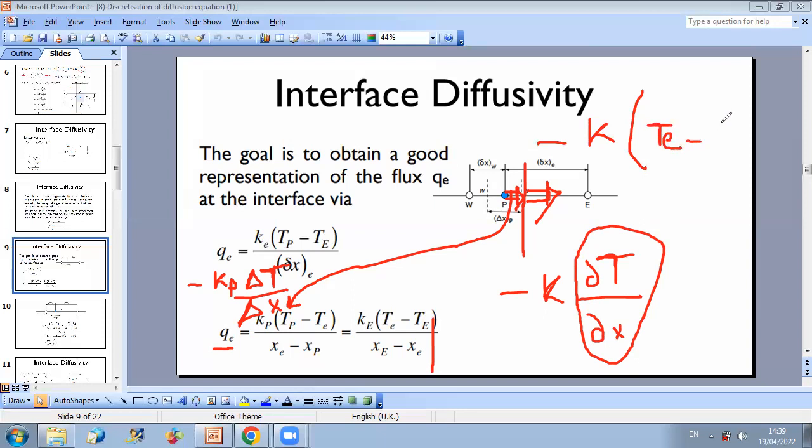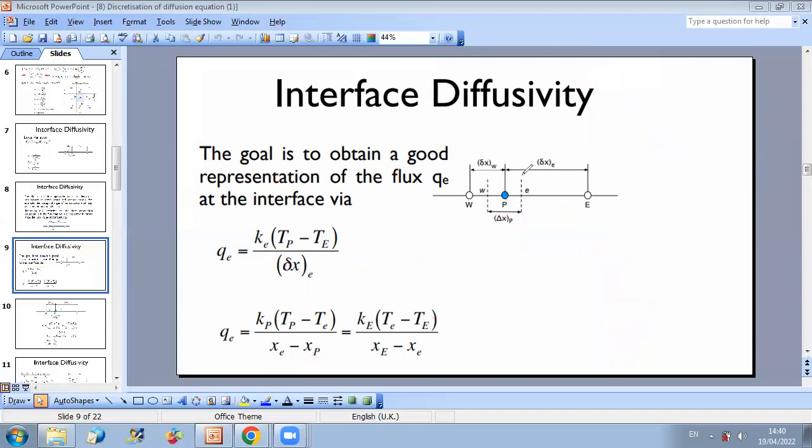minus the temperature at point P over delta of x. Okay, now if you take the minus inside it becomes K_P times T_P minus T_east over delta x, which is x east minus x of P. And x east minus x of P, you can replace it by delta x_P over 2. So this is the first expression of your conductive heat flux.